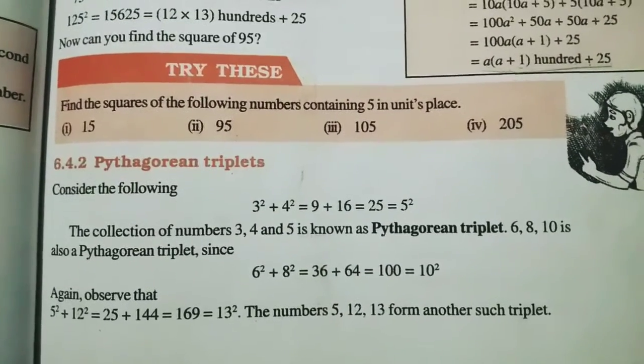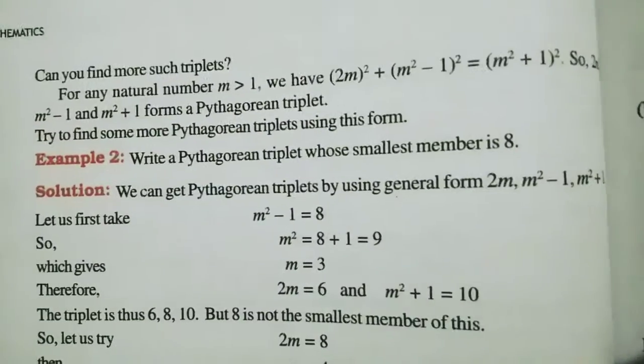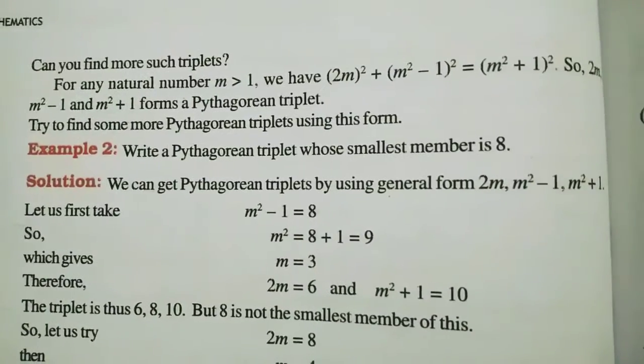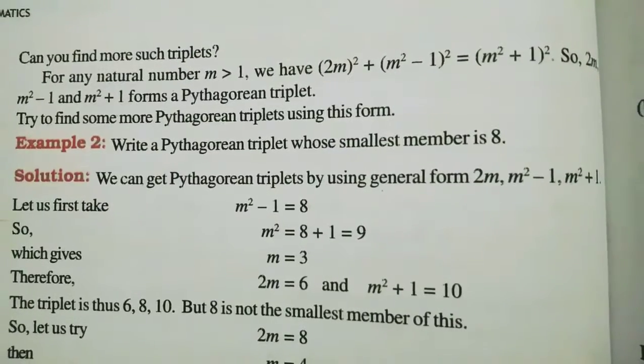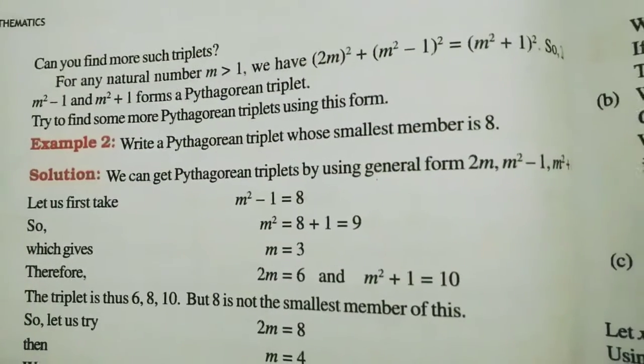Okay, now see the next page. What is given here on the next page? Can you find more such triplets? So now, how to find the triplets? One formula is given.